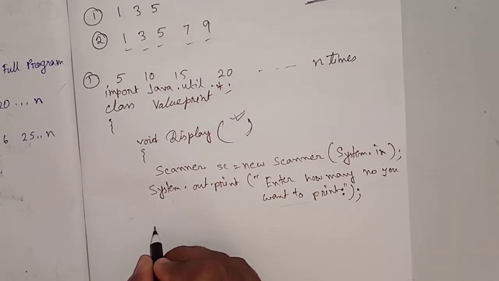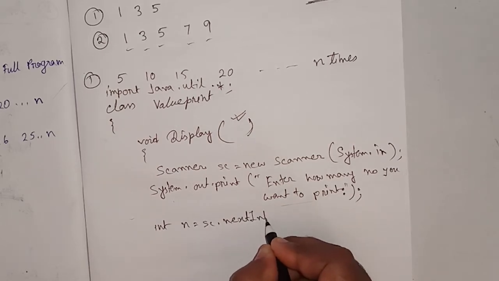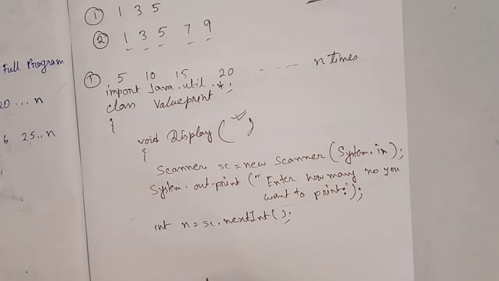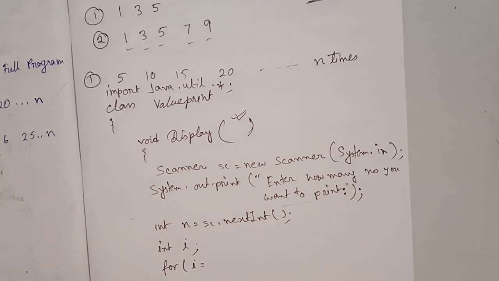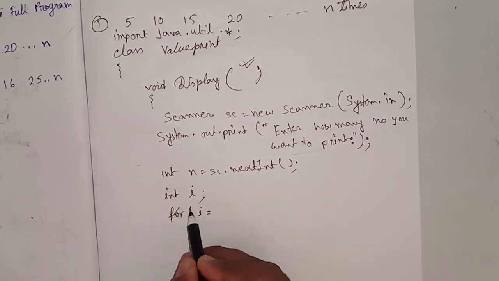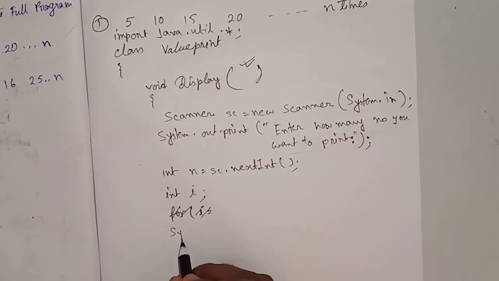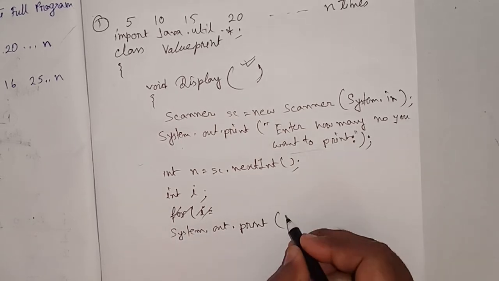Then int n is equal to sc.nextInt. After that, int i. Then for i is equal to, see, you are printing the value inside this for loop, right? So before printing our values inside the for loop, provide an appropriate message. So System.out.print.